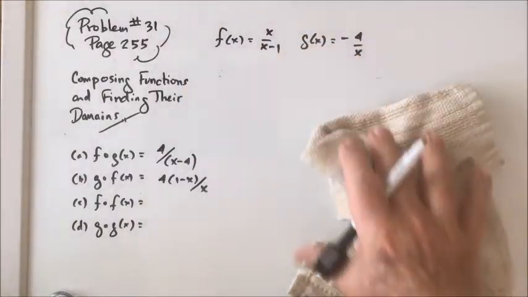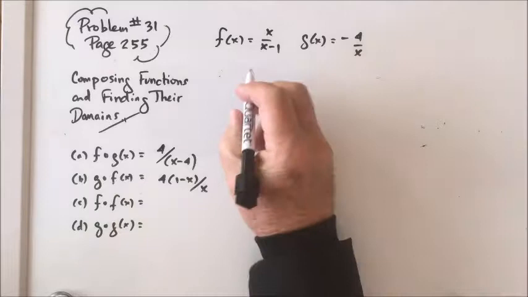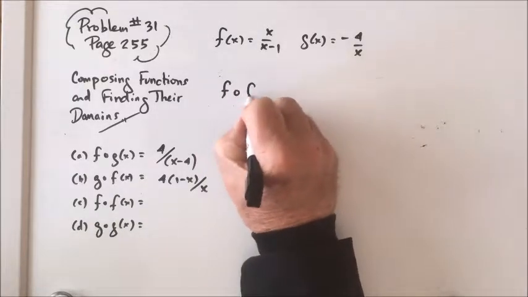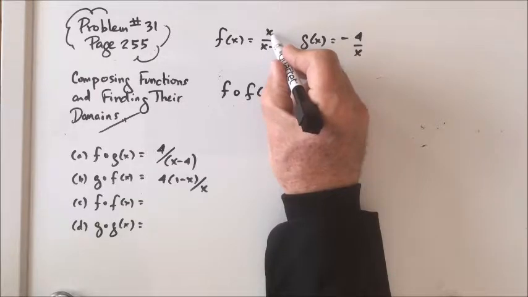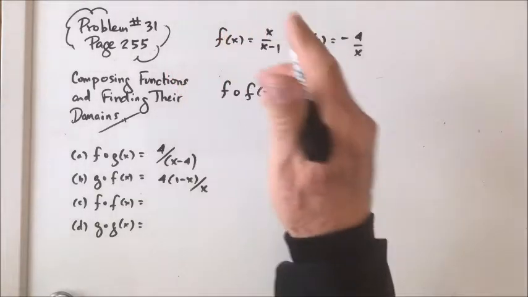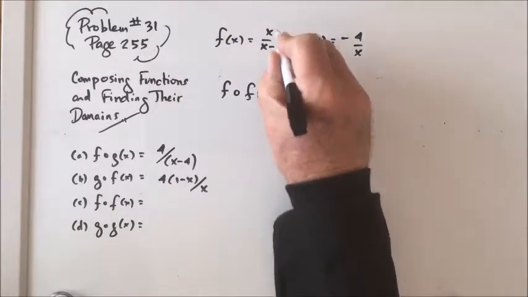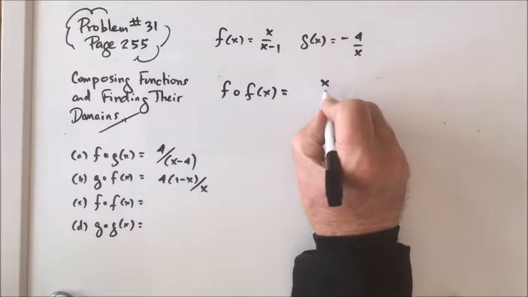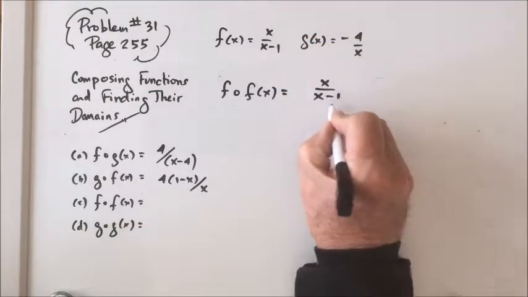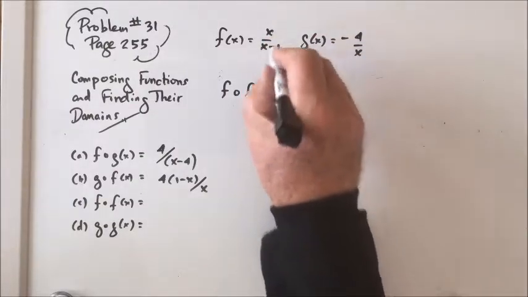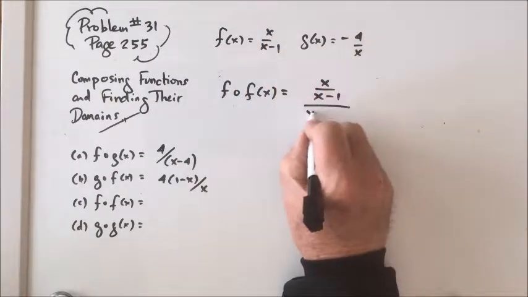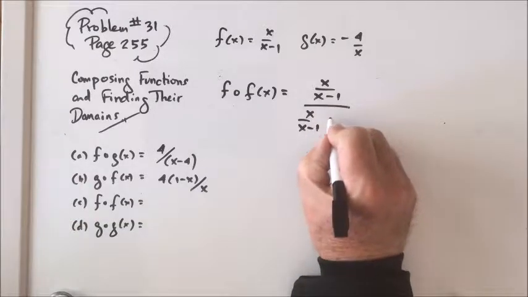and try to do these next two pretty quickly. f can be composed with itself. Every place you see x, you replace that x with f of x. So I see an x, I'm going to replace that x with an x over x minus 1. Great, that takes care of that. Now let me do it down the bottom. Down the bottom, every place I see an x, I'm going to replace it with an f.